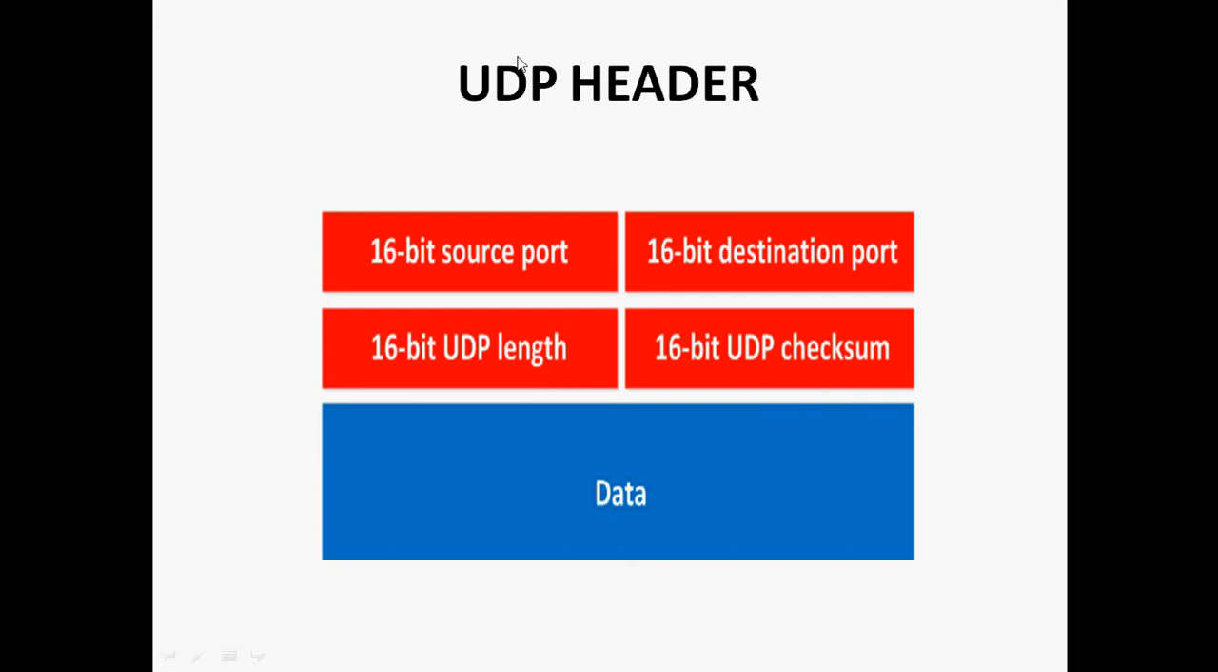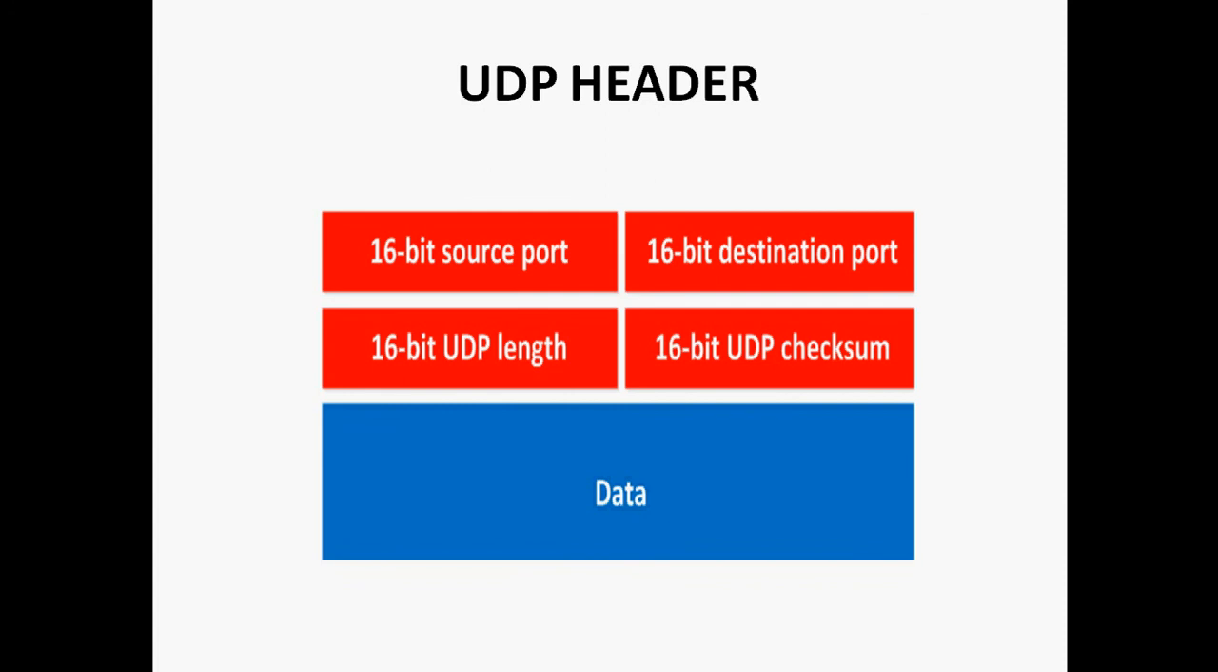So we can see a 16-bit source port number and a 16-bit destination port number. The source port number and destination port number are almost the same as in TCP. This port number indicates, in the transport layer, which application layer protocol we are going to use. Through the port number only, we can identify which application layer protocol we are using. For that reason we are using the source port number and destination port number.